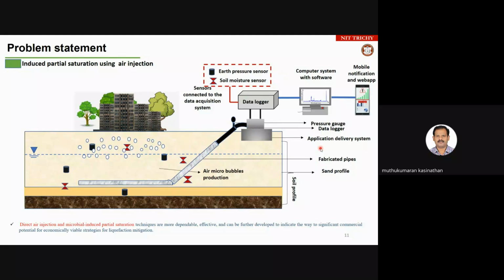The second method is the air injection method. So you can directly have an air injection below the ground, controlled in such a way that the air injection bubbles will accumulate within the soil skeleton system, and the amount of air we introduce into the soil system will replace the water equally. So this will bring it to the partially saturated state. So these are the two systems we have developed in our laboratory.